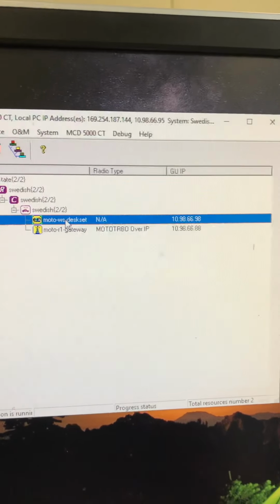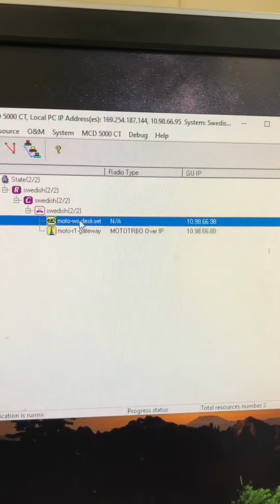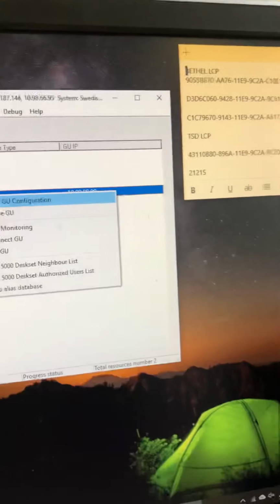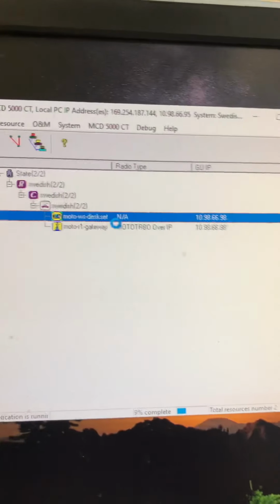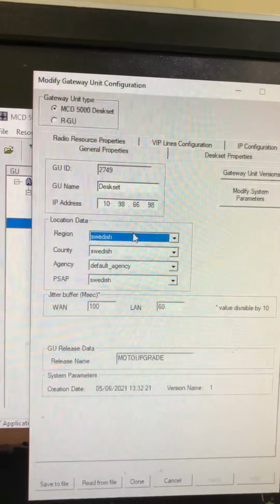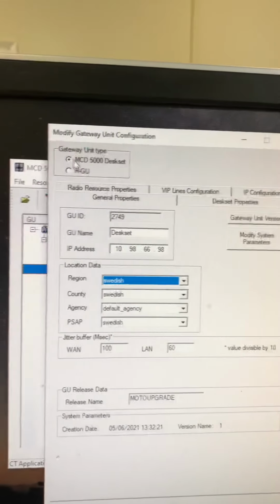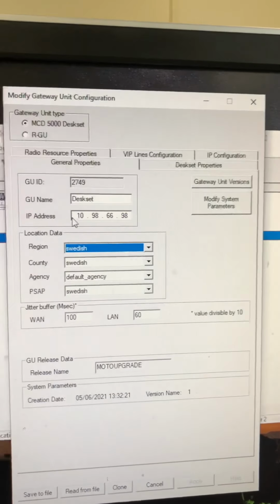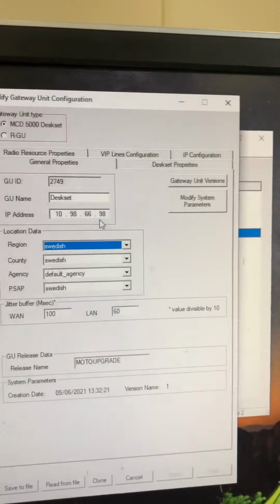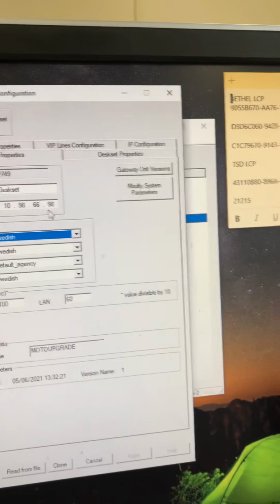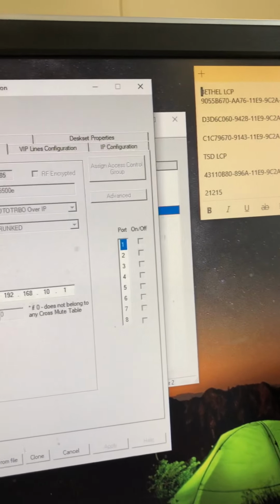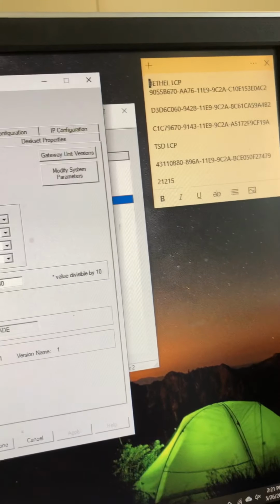And then this is the desk set, and I wonder why the desk set says that it's a gateway unit. I've always wondered that. But anyway, when we take a look at this, I have it as a gateway type unit, an MCD 5000 desk set, and its IP address is 10.98.66.98, and that's it. And its general properties are this.